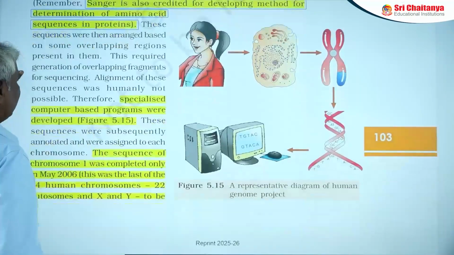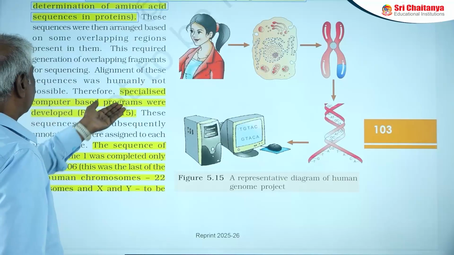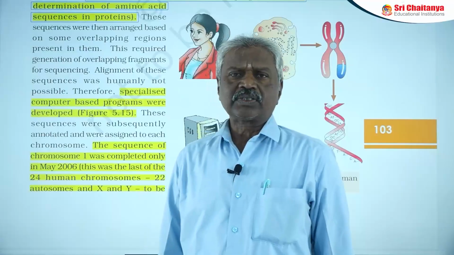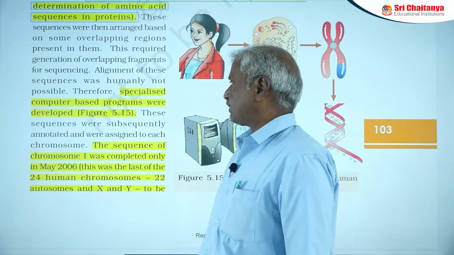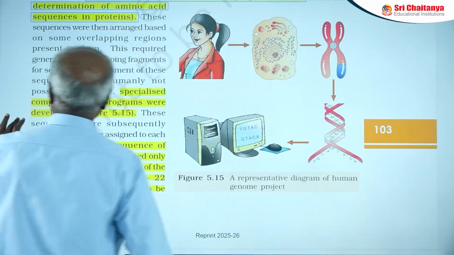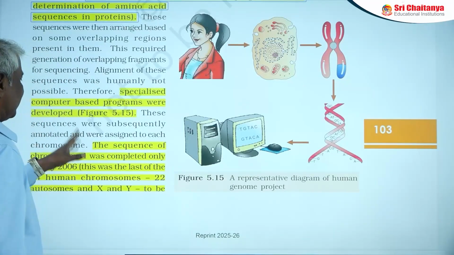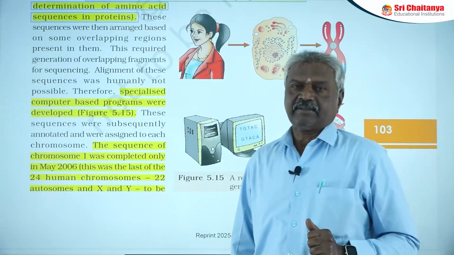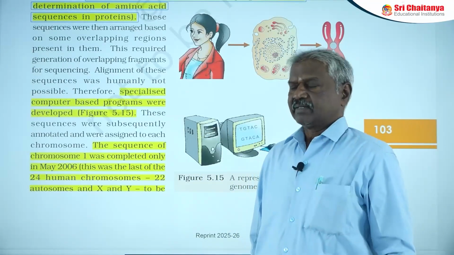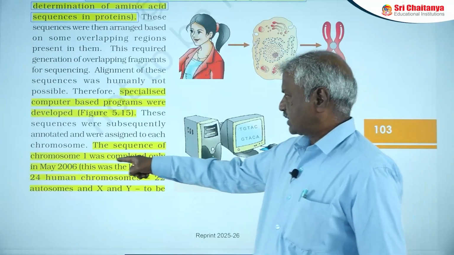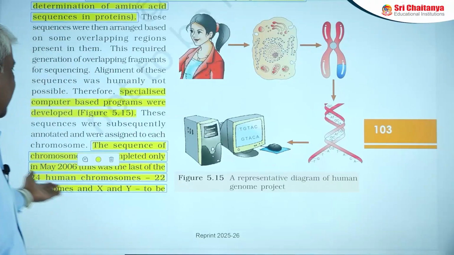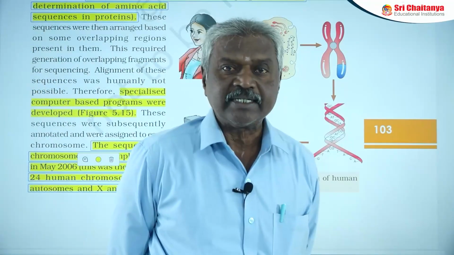Then after that, specialized computer-based programs were developed, because in this field normal computers were not used. They used supercomputers, and by taking the support of supercomputers, they completed it. Then this is very, very important. Be careful. The project was started in the year 1990. Taking 13 years, it was completed in 2003. But this is very, very important: in the month of May 2006, the sequence of chromosome 1 was completed.